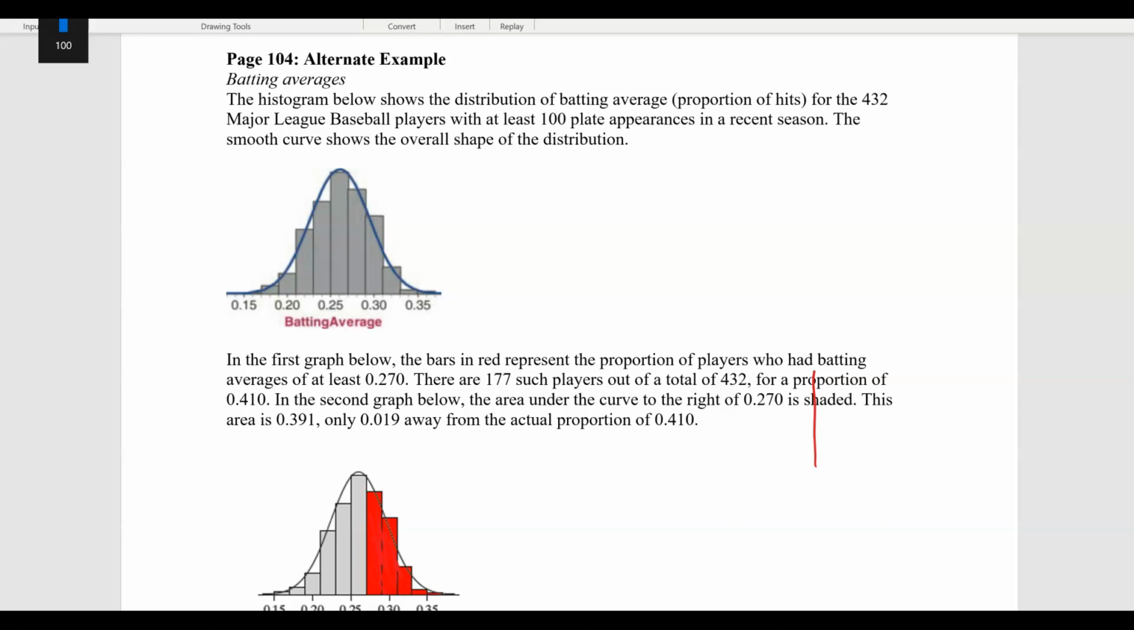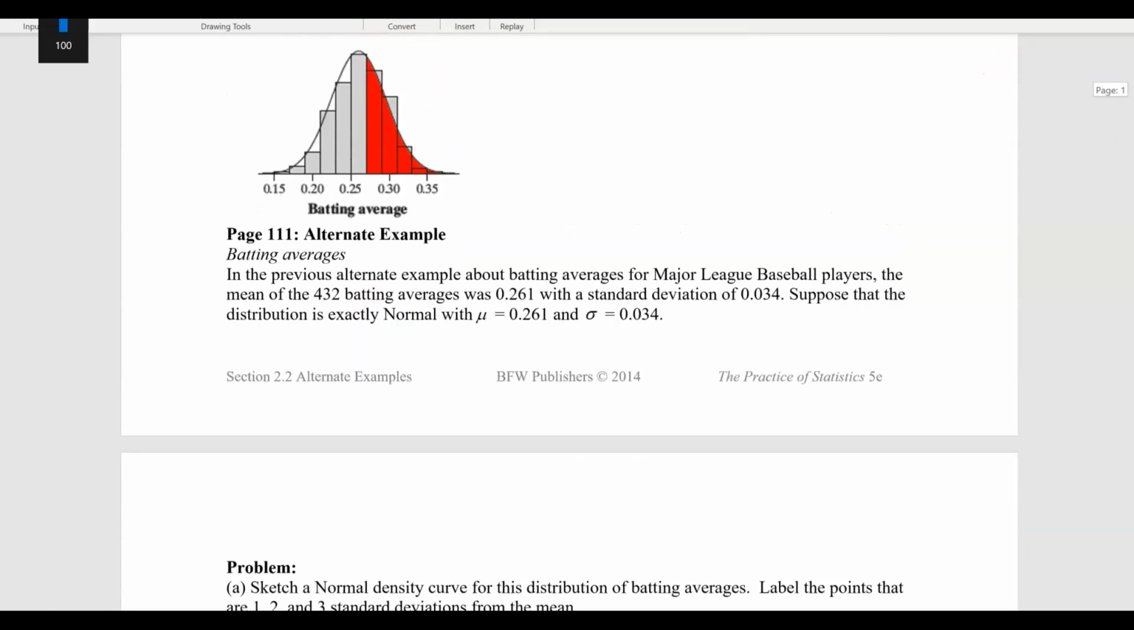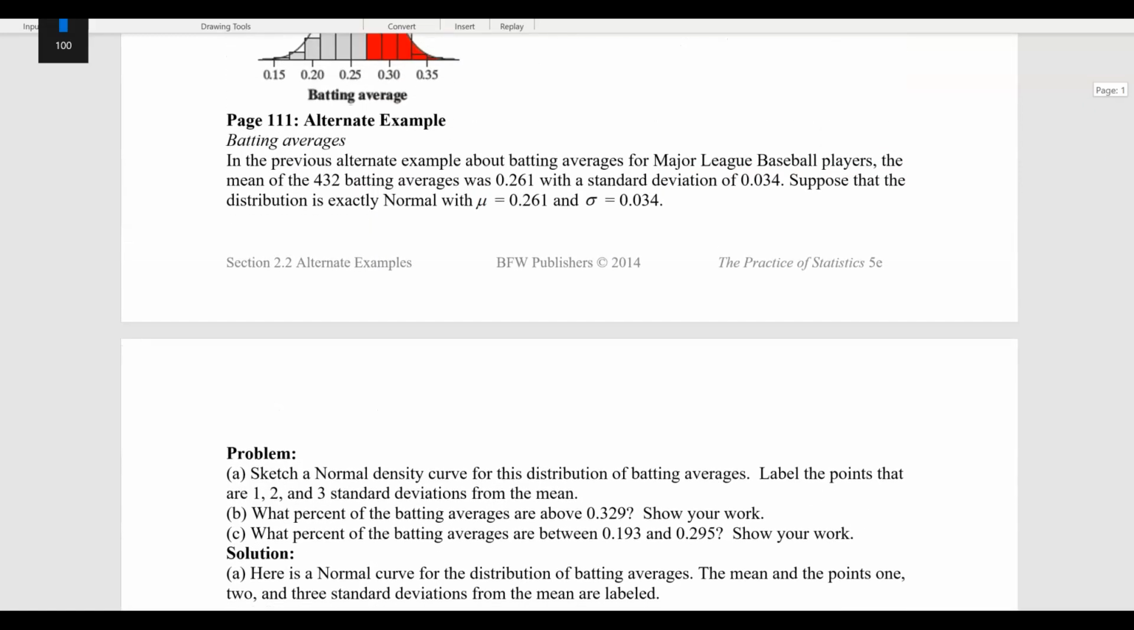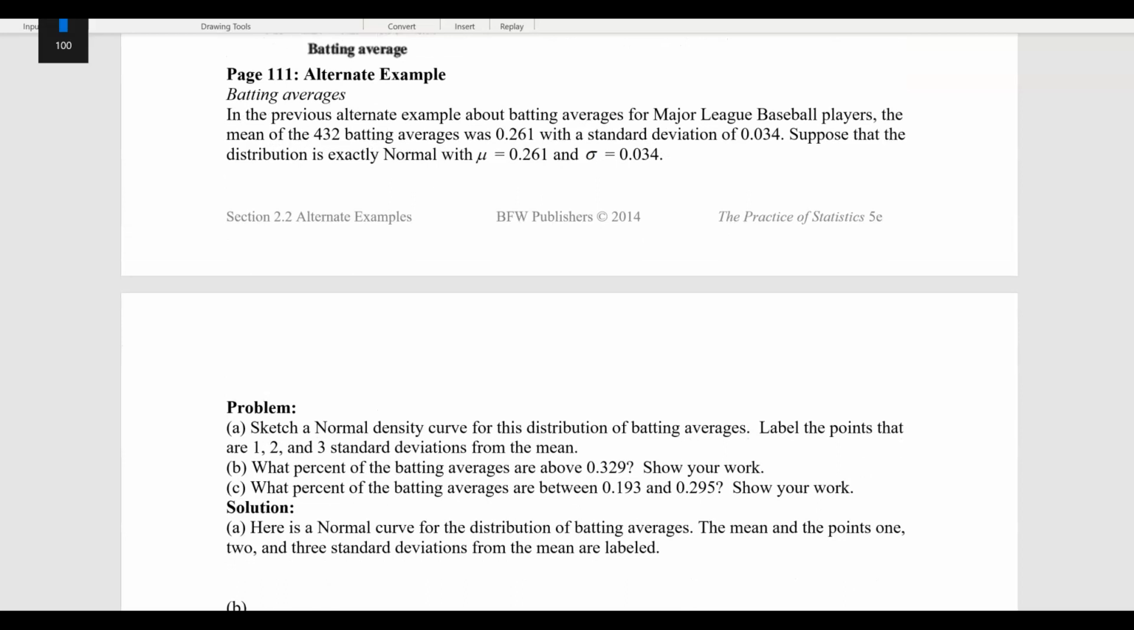What you start to find is that we can forget about the histogram and the bars and just look at this as a normal distribution curve altogether. So let me scroll down, and they're shading that in, but we don't have to see the histogram in order to start to answer these questions. So here we have the same alternate example. They're telling us the batting average, or the center of this normal distribution, is going to live at 261, and the standard deviation is 0.034.